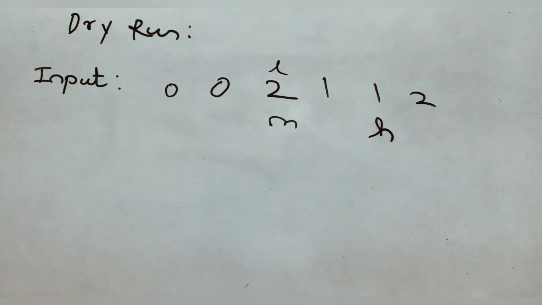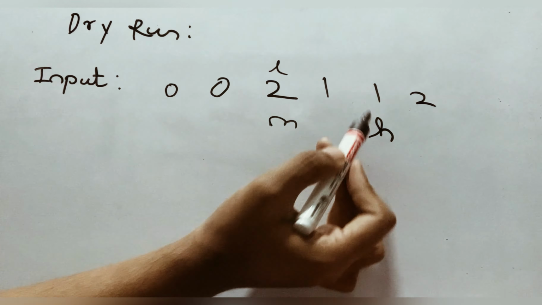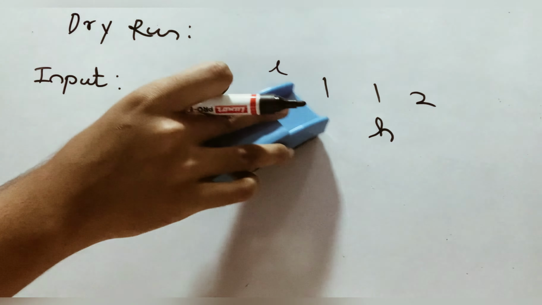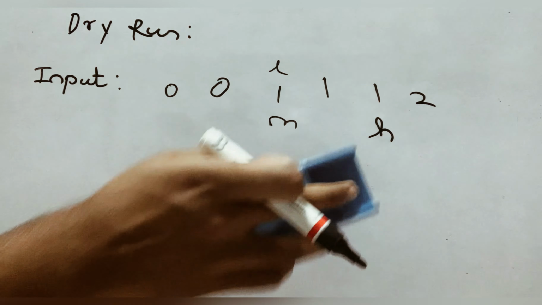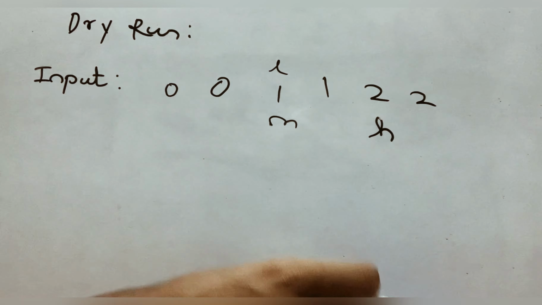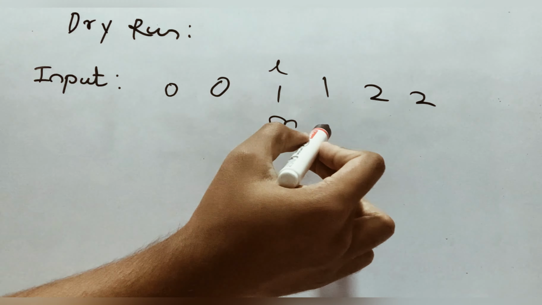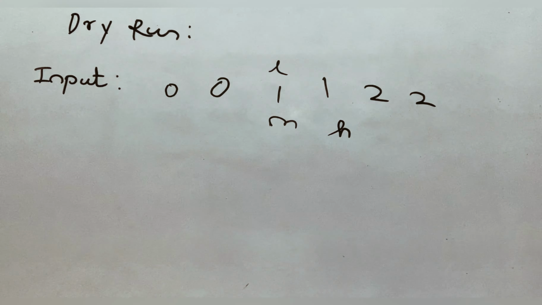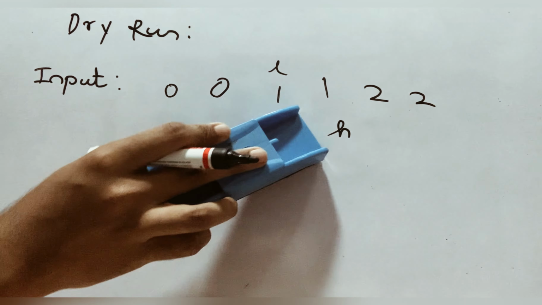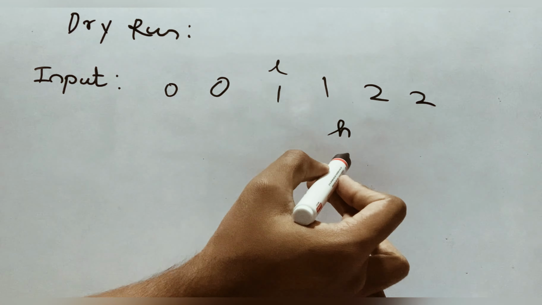Now the mid value is 2, so there will be swapping between mid and high, and high will get decremented. Here high is 1 and mid is 2, so both will get swapped. So 2 will become 1 and 1 will become 2, and high will get decremented. Now the mid value is 1. For 1, we saw that there will be only an increment of mid, and no swapping will be done if the number is 1. Now the mid will increment.